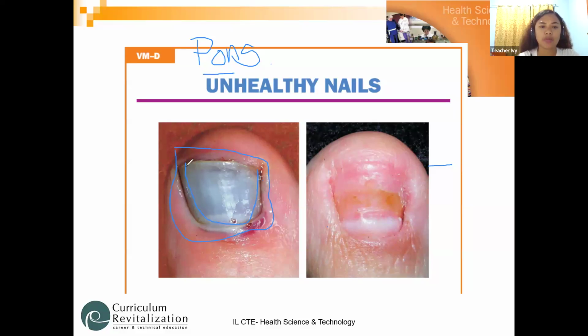It does not only appear in an unhealthy nail, it also appears when you experience some bruises in your body that are being infected. The pons would come out, the white fluid. So I hope that you would not experience having unhealthy nails.